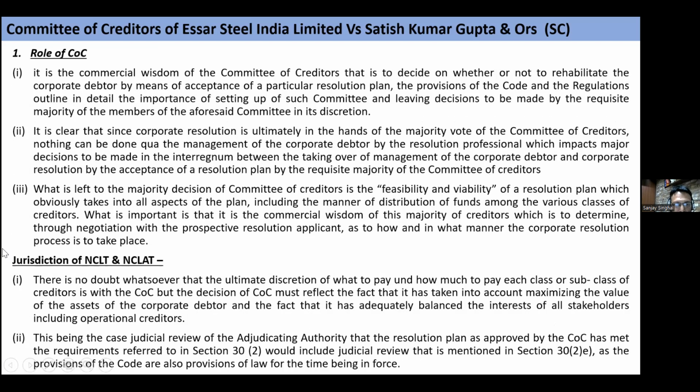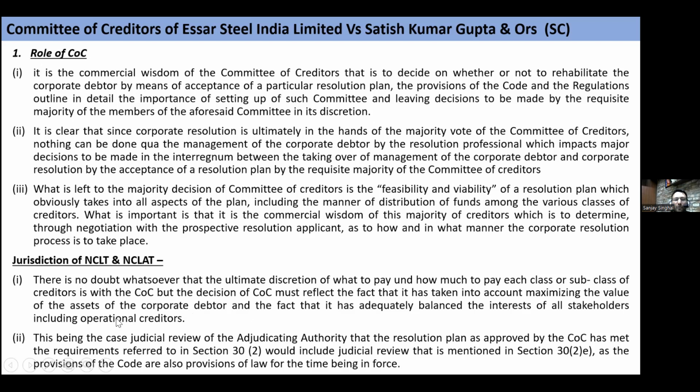If we look at the jurisdiction of NCLT and NCLAT, we will only refer to the first point. There is no doubt whatsoever that the ultimate discretion of what to pay and how much to pay to each class or subclass of the creditor is with the COC. This is only the commercial wisdom of the COC, that they have to take a call on how much is to be paid to each class or subclass of the creditor. But the decision of COC must reflect the fact that it has taken into account maximizing the value of the asset of the corporate debtor, and the fact that it has adequately balanced the interest of all stakeholders, including operational creditor.